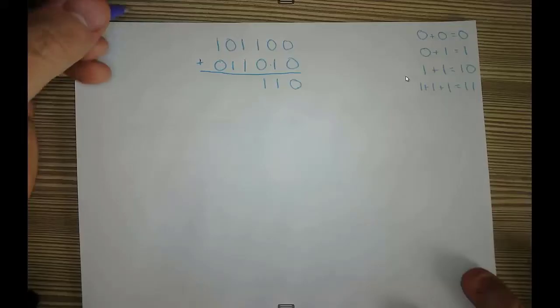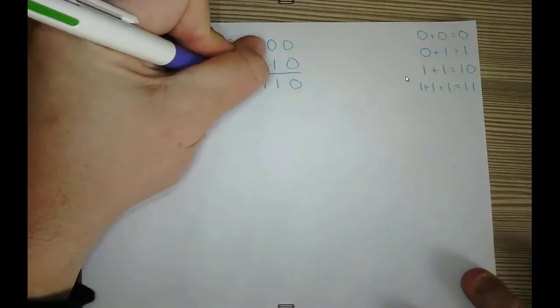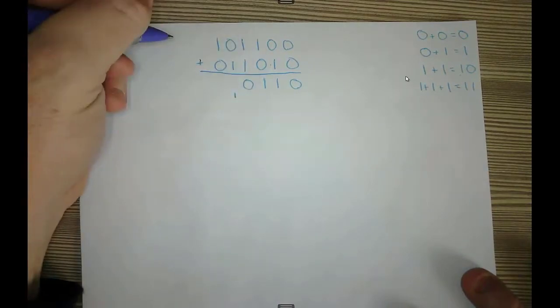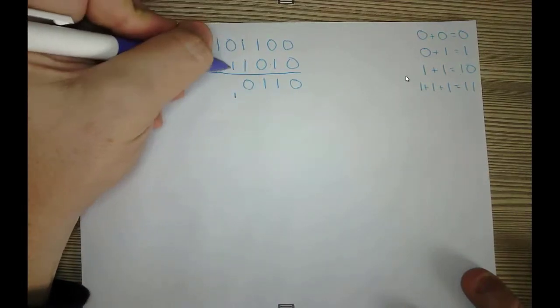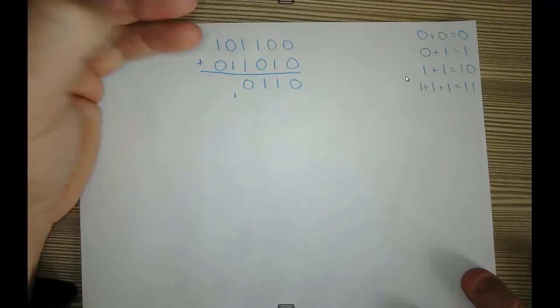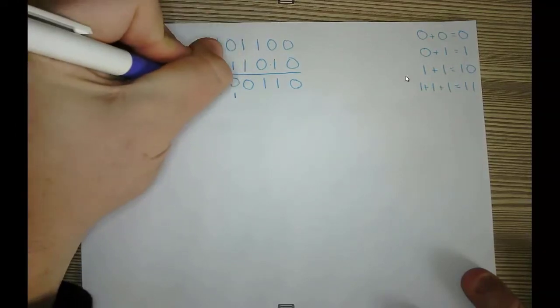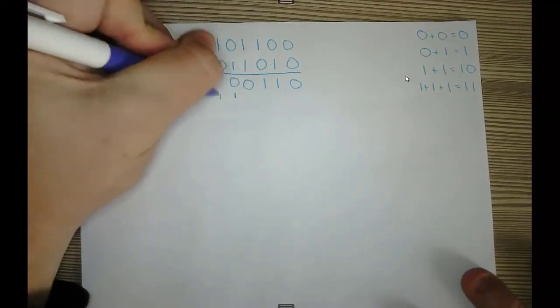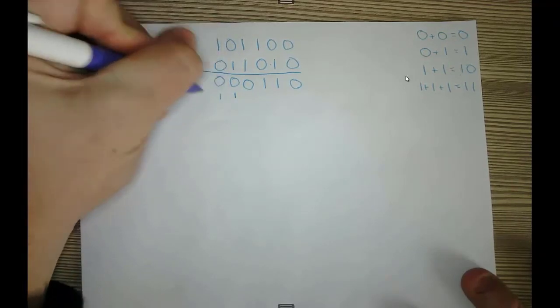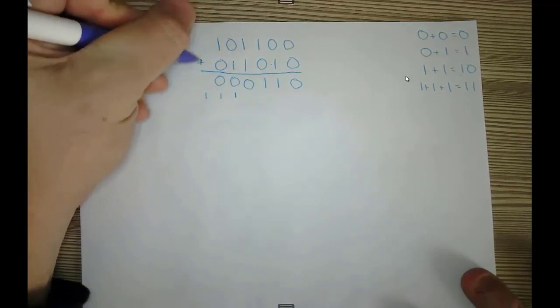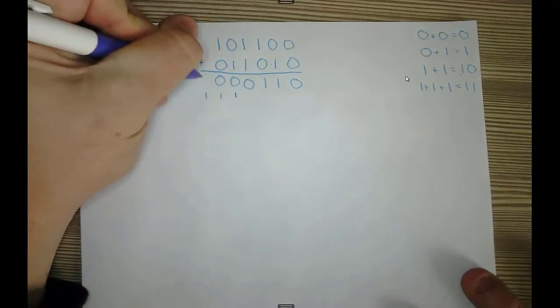1 plus 1, it says here, is 10, which means we put a 0 and we carry a 1 across. Then we've got 0 plus 1 plus 1, which is the same as 1 plus 1, so we've got 0 carry 1. And then we've got 1 plus 0 plus 1, which again is 0 carry the 1. In this final column we've got nothing, so it's 0 plus 1 is 1.